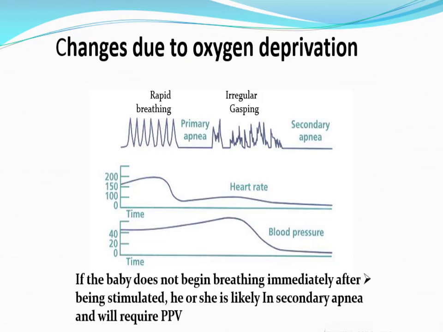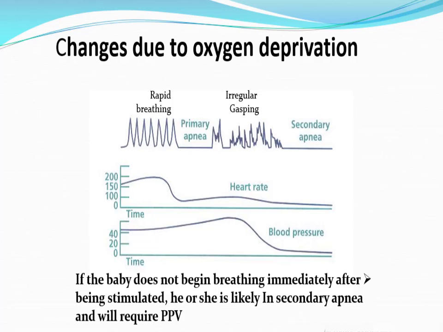What are the changes which might occur after oxygen deprivation? Initially, there is rapid breathing when there is deprivation of the oxygen. Then there will be primary apnea. This primary apnea, if no resuscitation, he will have irregular gasps, and then he will finally pass into secondary apnea. And this secondary apnea requires positive pressure ventilation, otherwise he will not return back to breathe.